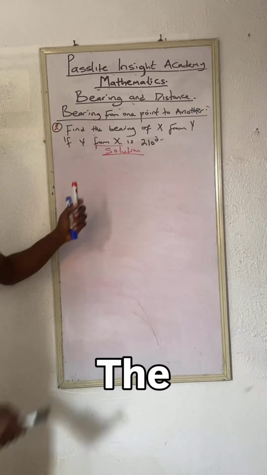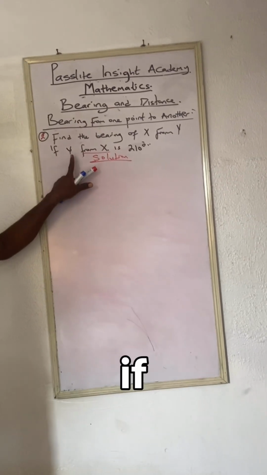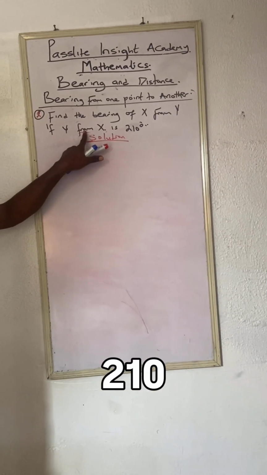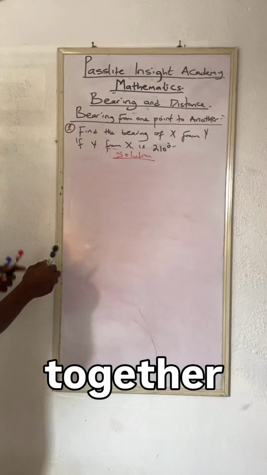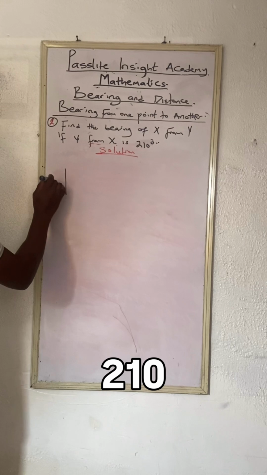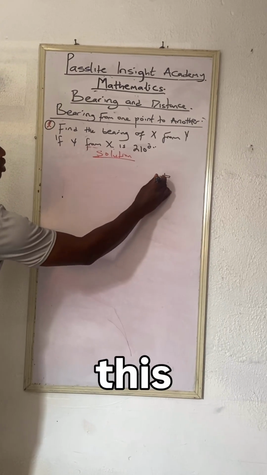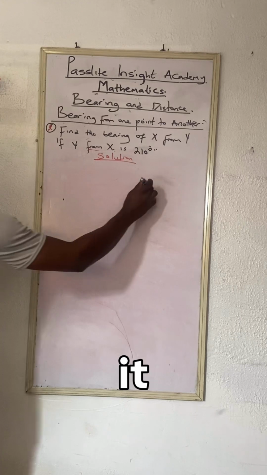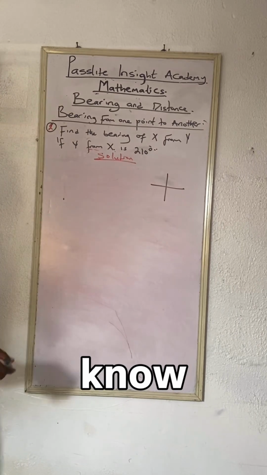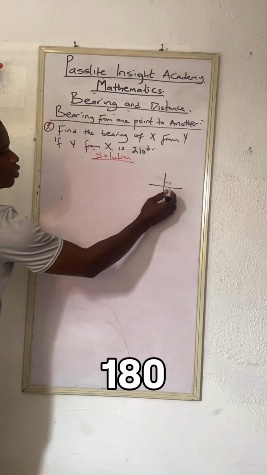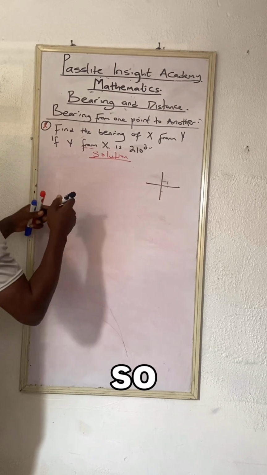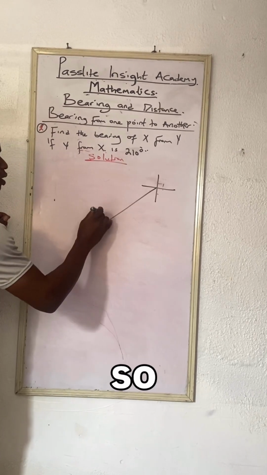So example 2: find the bearing of S from Y, if Y from S is 210 degrees. Let's do that together. We have something this way, 210. When you have your cardinal points, you can draw: 90, 180, it will be in the third quadrant. Let me draw it this way. From here to here is 90, here is 180, so 210 will be on this side. That's why I draw it there. So this is 210.